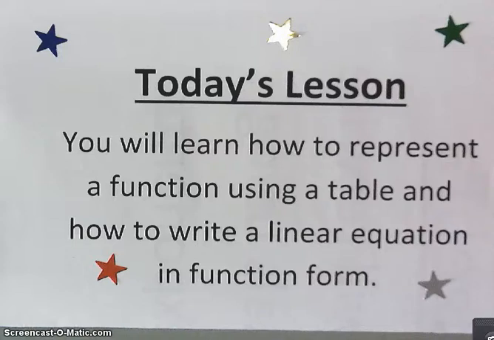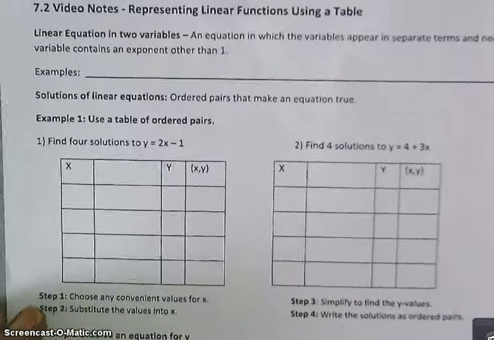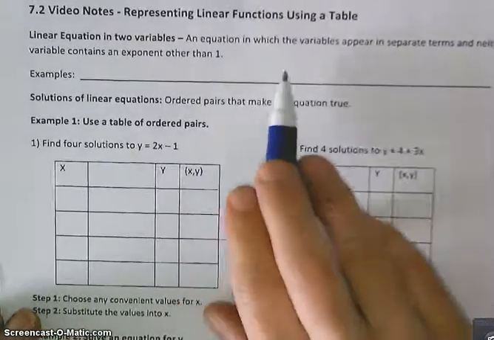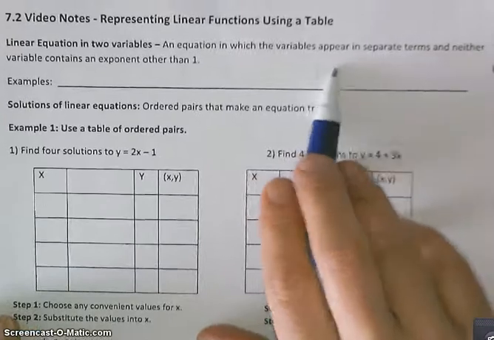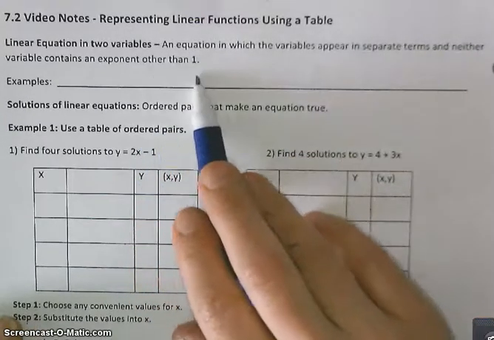Good evening. In tonight's lesson, you will learn how to represent a function using a table and how to write a linear equation in function form. Let's begin by looking at some vocabulary. A linear equation in two variables is an equation in which variables appear in separate terms and in neither variable contains an exponent other than 1.